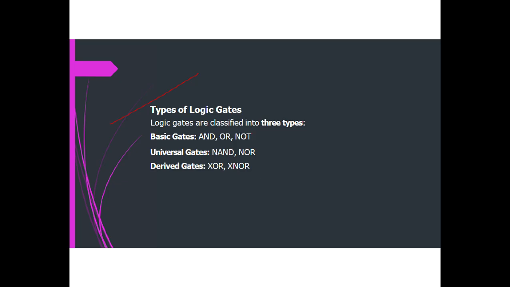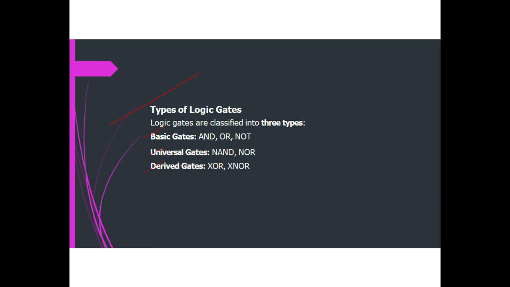But in that also there is a classification of logic gates. In that classification, AND, OR, NOT are the basic gates. NAND and NOR are the universal gates. XOR and XNOR are the derived gates. So here is some confusion. Why NAND and NOR?